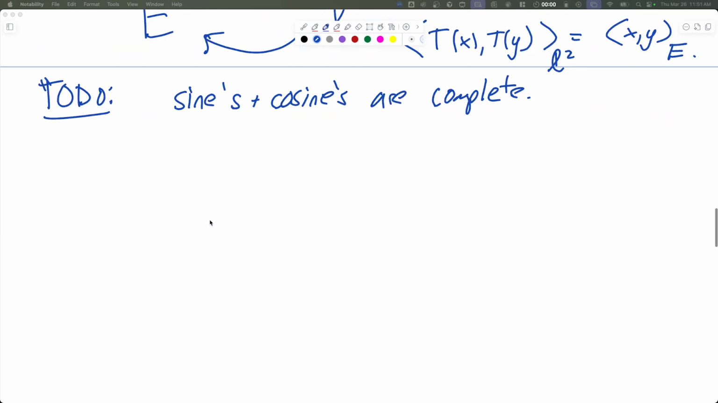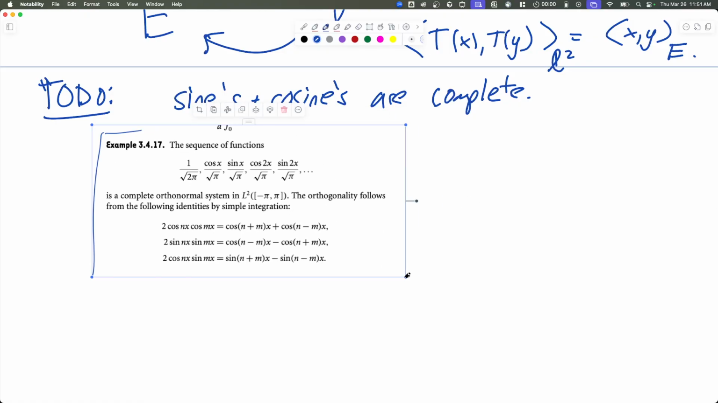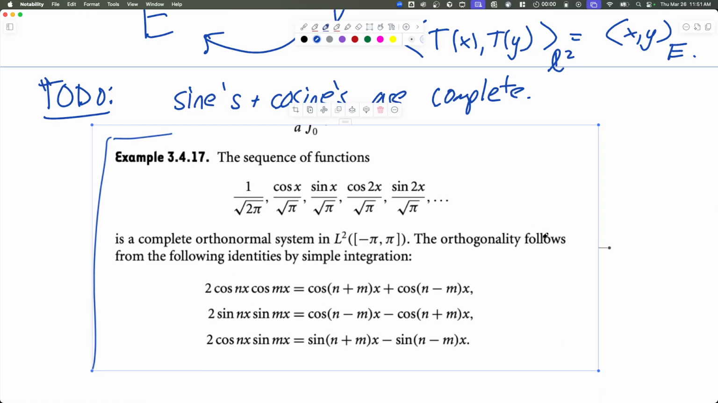This is running forward a little bit. Example 3.4.17. These functions are a complete orthonormal system. So they're complete and they're orthonormal. The textbook uses system instead of sequence sometimes. The orthogonality follows by this. So you can prove they're orthogonal by doing some trig identities. Those were the integration things I told you about earlier.